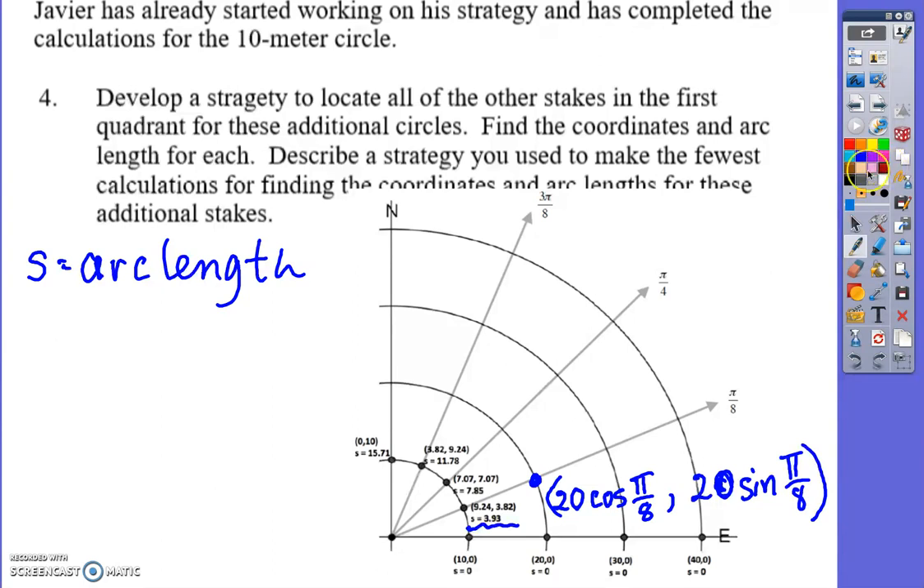Okay, so if you didn't figure it out yesterday, to find the arc length using the radian measure, all you have to do is take the radius and times it by the radian measure to get the arc length. And so we've got radius 20/8, and 20/8 is 2.5, or 5/2, so 5/8.